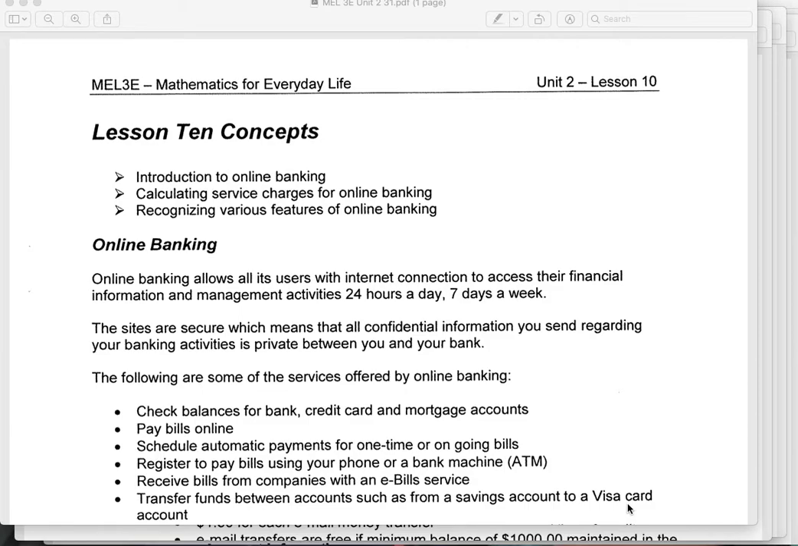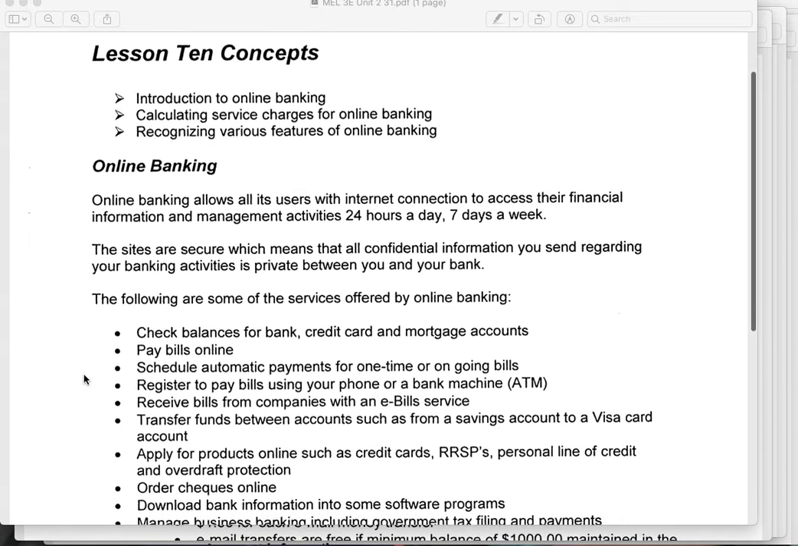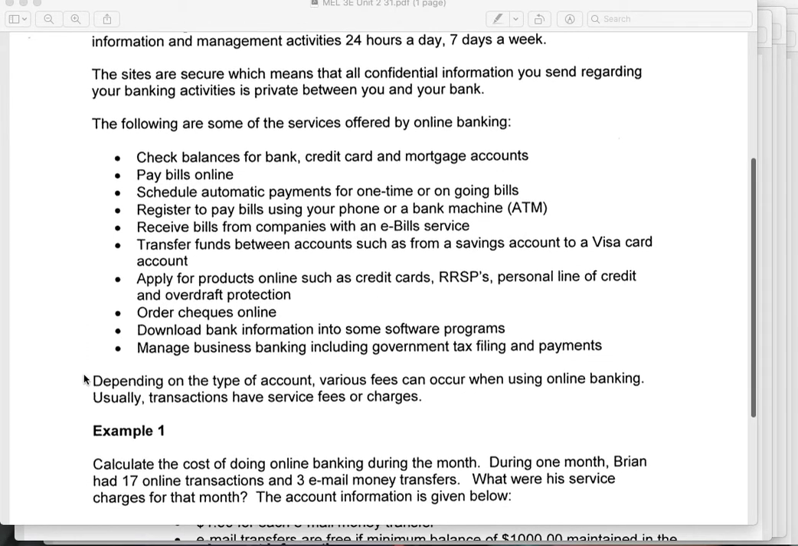Online banking allows all its users with internet connection to access their financial information and management activities 24 hours a day, 7 days a week. The sites are secure, which means that all confidential information you send regarding your banking activities is private between you and your bank. The following are some of the services offered by online banking.